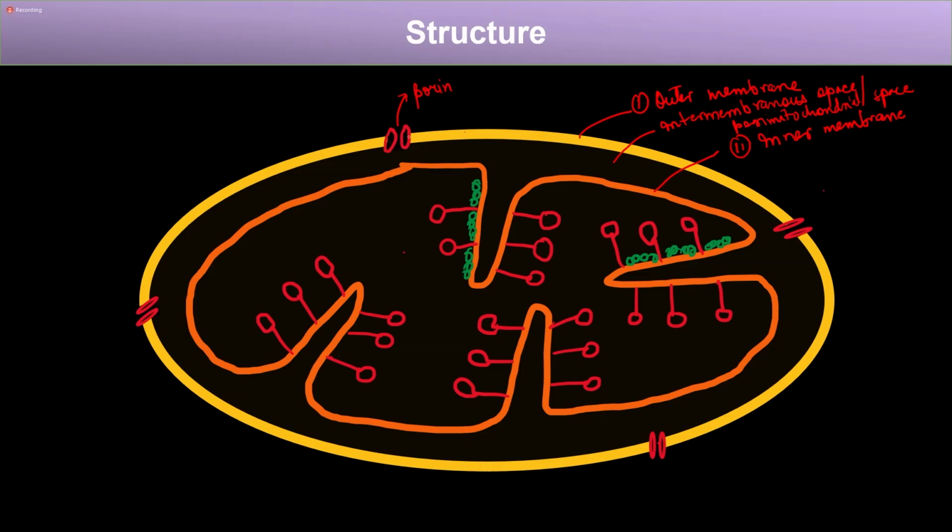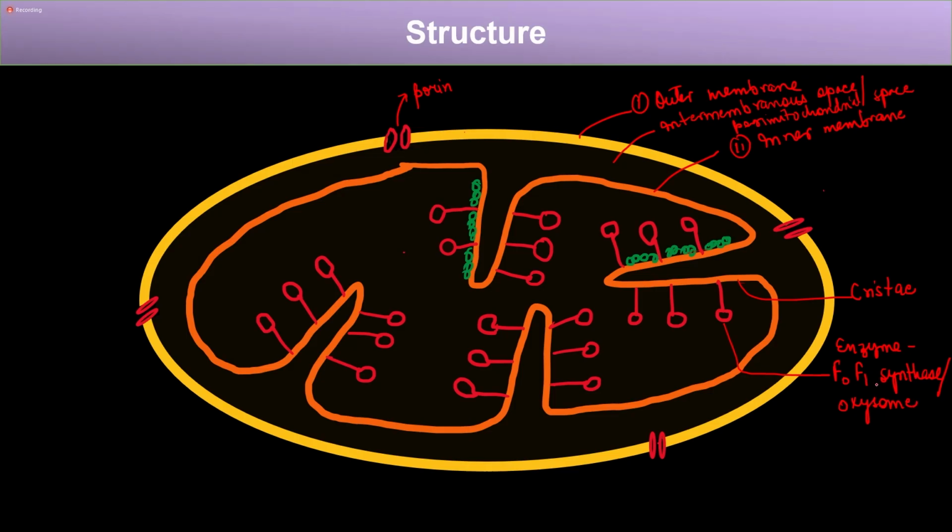Apart from porin, we can see that in the inner membrane there is this structure, and this structure is called cristae. On this cristae, there is this stalk-like structure, and this is known as F0 F1 synthetase. This is a particular enzyme, known as F0 F1 synthetase or oxysome.